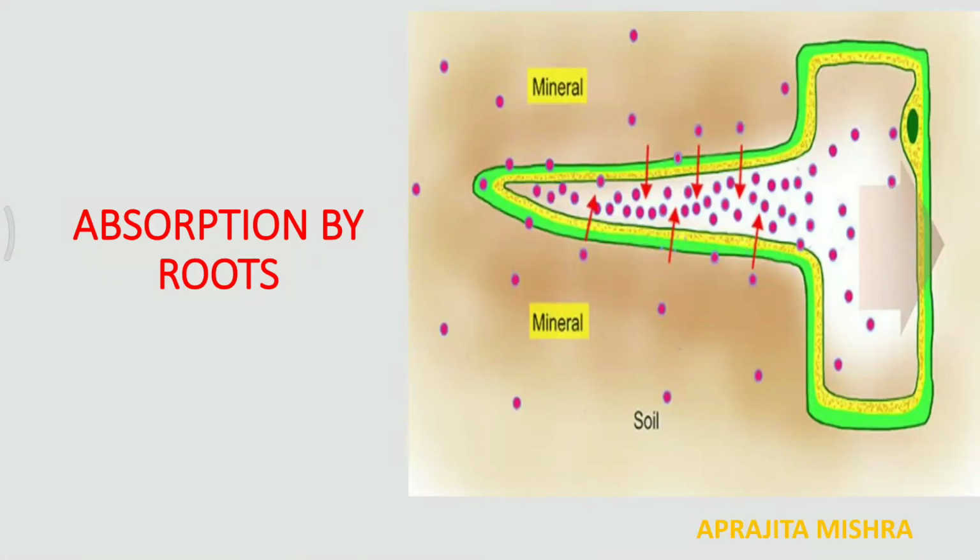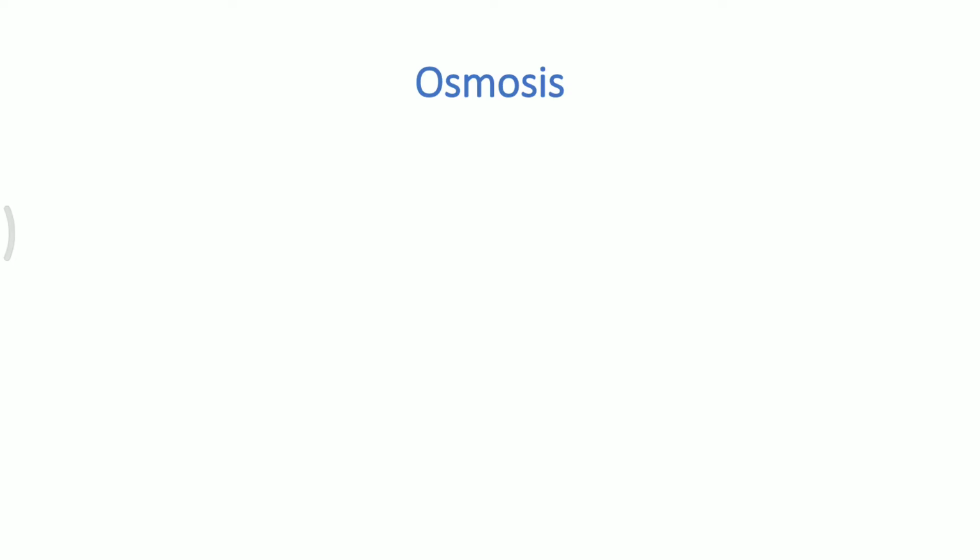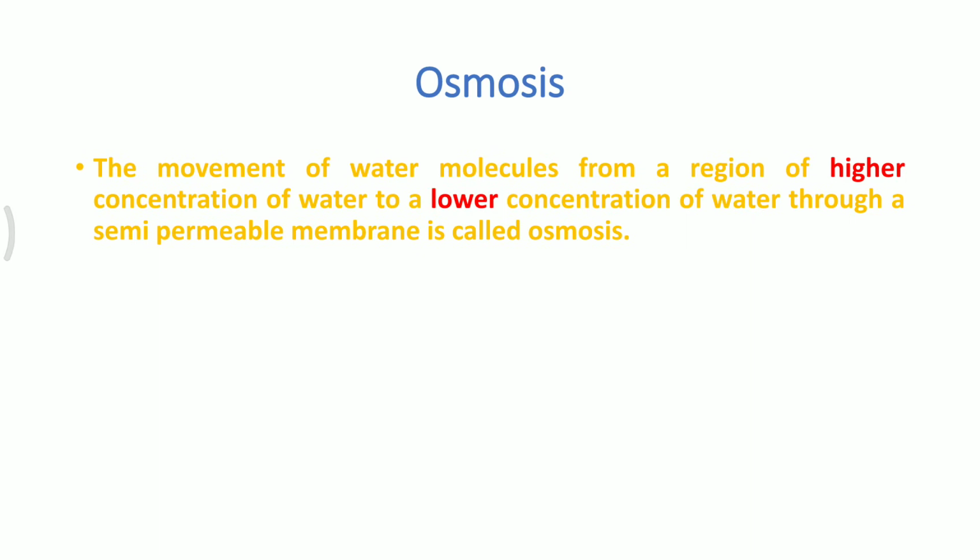Everyone, we begin with yet another topic from absorption by roots, and the topic is osmosis. Osmosis is the movement of water molecules from a region of higher concentration to a region of lower concentration, when the two solutions are separated by a semi permeable membrane.